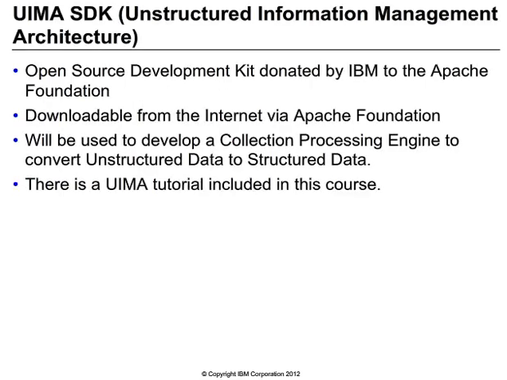Unstructured Information Management Architecture, or UIMA, is an open-source development kit donated by IBM to the Apache Foundation and is downloadable from the Apache Foundation website. UIMA is a kit that will make development of a collection processing engine easier through pre-built reusable objects from within its SDK. This is what we will use to develop the Java applications to create a collection processing engine that will convert unstructured data to structured data, which in turn will be used by our query panel to get answers based on the question posed in it.